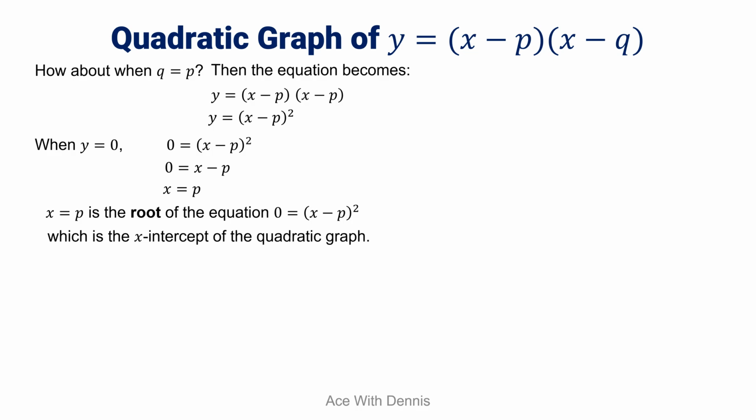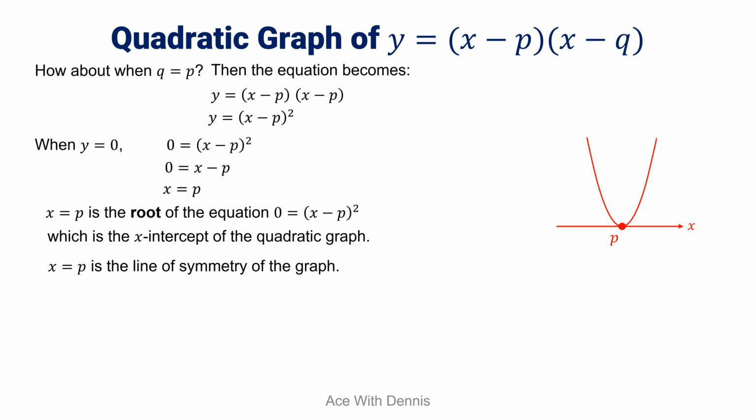Notice that for this case, we only have one real root. Hence, when I want to sketch the graph, this is the x-axis, and this curve is a smiley face because the coefficient of the x squared is positive. This point is p, which is the x-intercept of the graph. So from this graph, we can see that x equals p is the line of symmetry of the graph. So this dotted line is the line of symmetry with the equation x equals p.